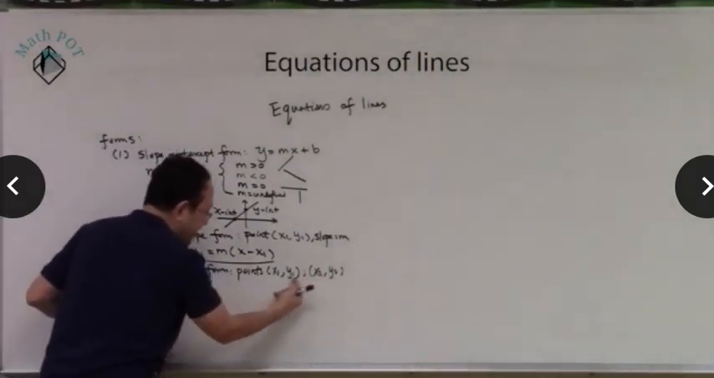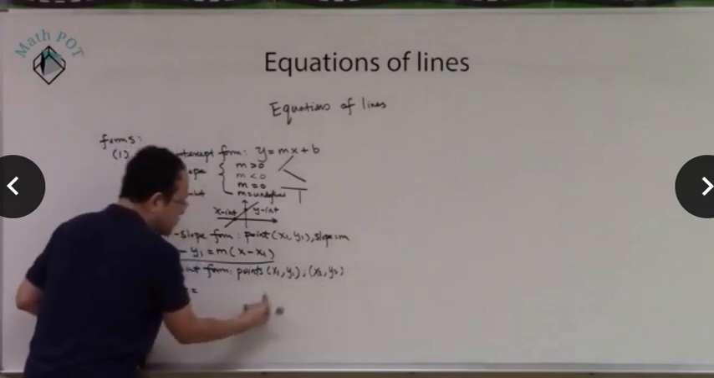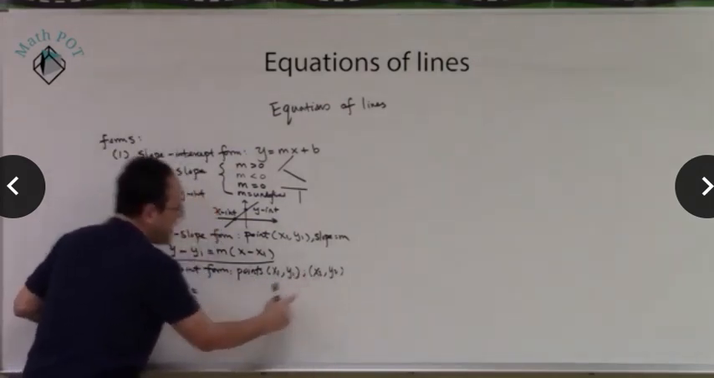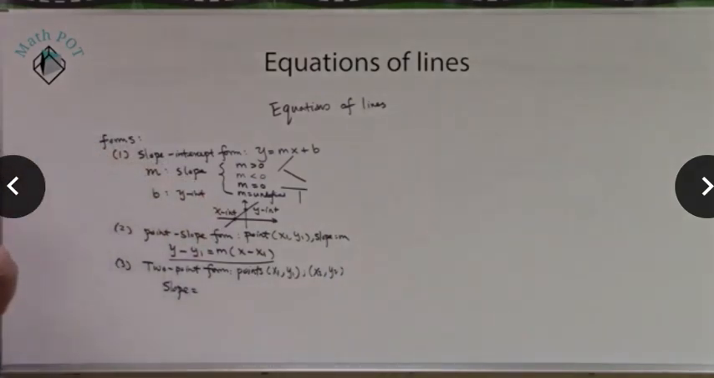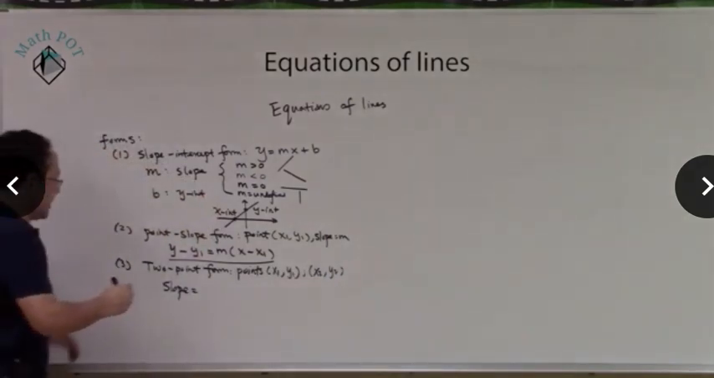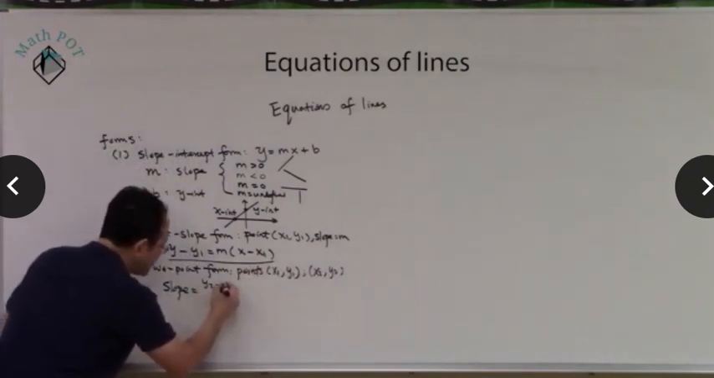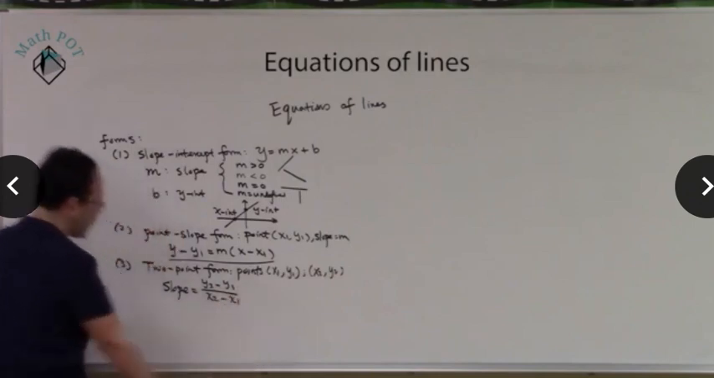Of course, you can choose this one minus that one over this one minus that one, or the other way around. As long as the top and bottom are consistent, the order really doesn't matter. So I'm going to choose this point minus that point. That gives us y2 minus y1 over x2 minus x1.